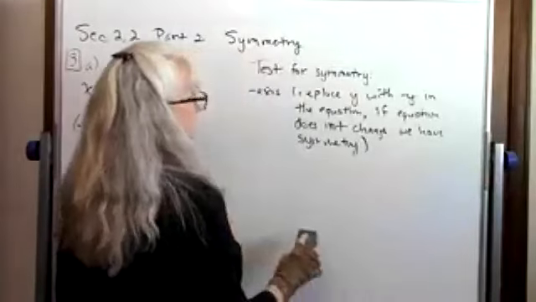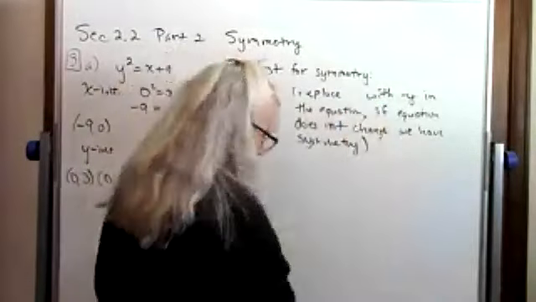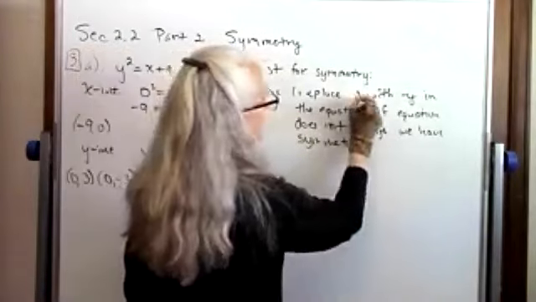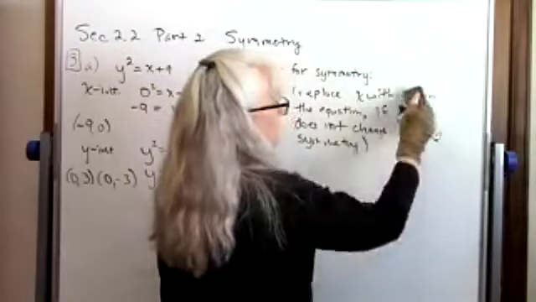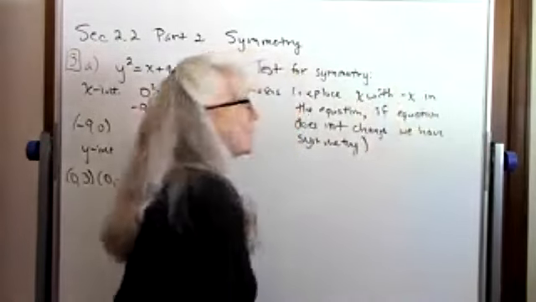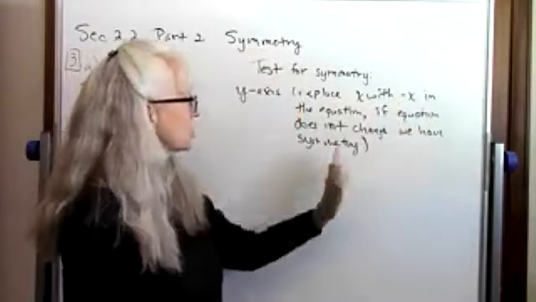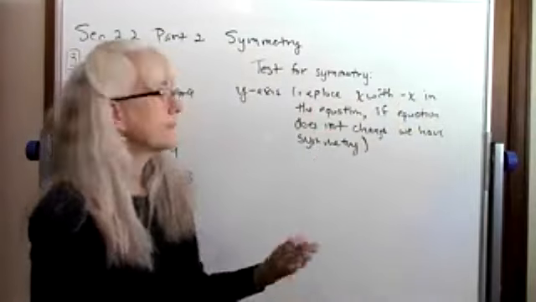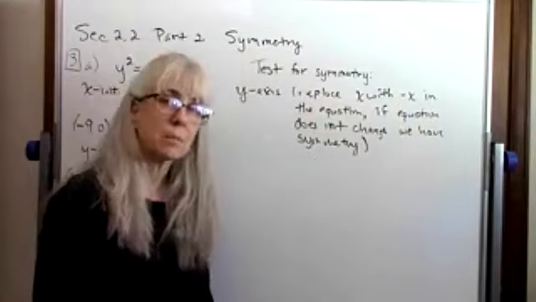Okay, so basically, all that's going to change for symmetry to the y-axis to test is now we're going to replace x with a negative x. So that's easy for me to write down because all I have to do is erase and write it in the equation. If the equation does not change, we have symmetry. So again, replace x with a negative x in the equation. If the equation does not change, we have symmetry.